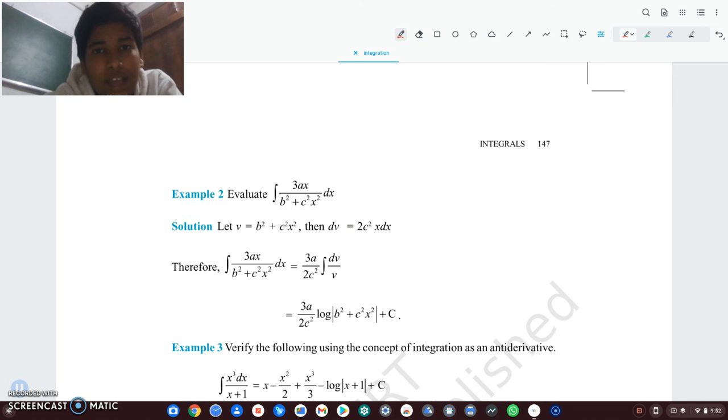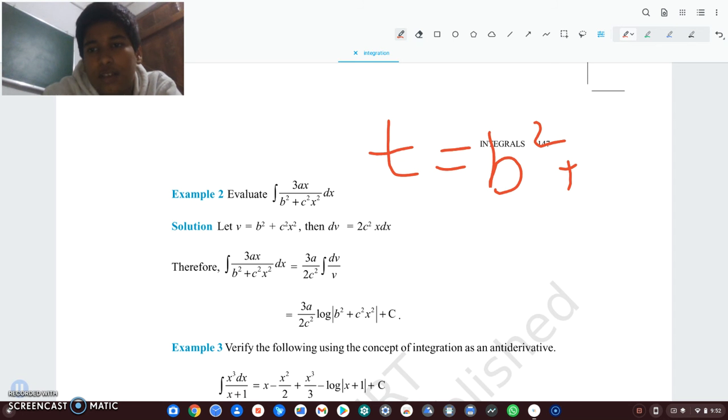So our target now is very clear. If we are writing v equals to, in 90% of cases we take the whole denominator as v, or anything. I am taking it here as given, but I can take it as t. Why t? Because t is the main thing, and we namely call it t. So t equals the denominator, b square plus c square x.